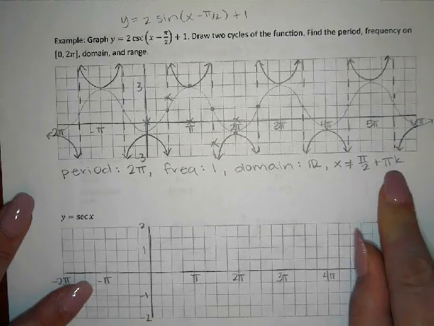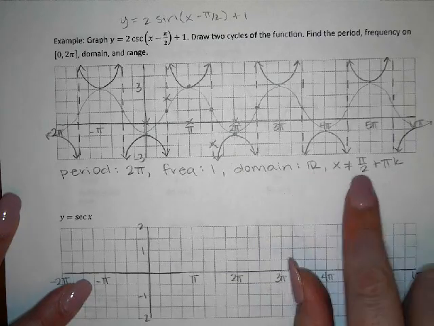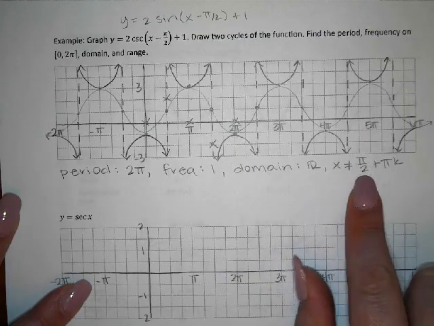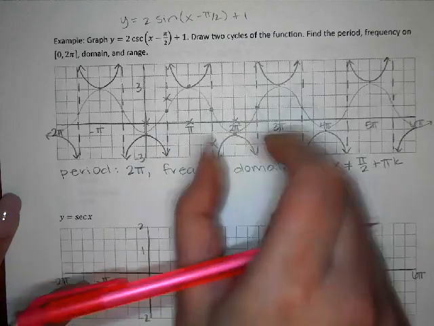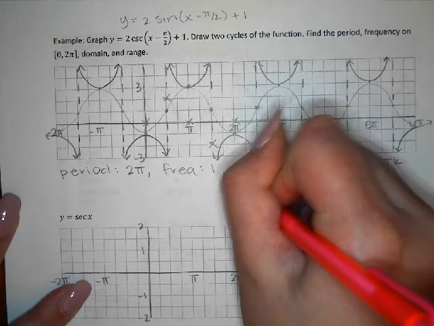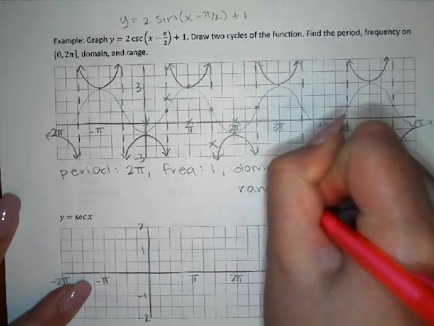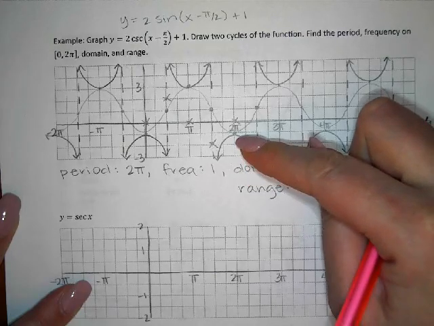The range is from -infinity up to -1, and from +3 to +infinity. -infinity up to -1, +3 to +infinity. Okay, now we can graph secant.